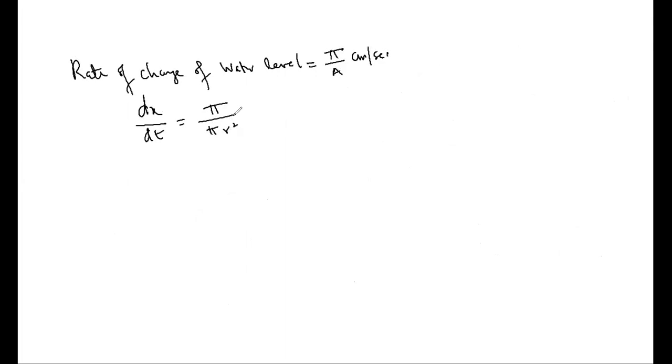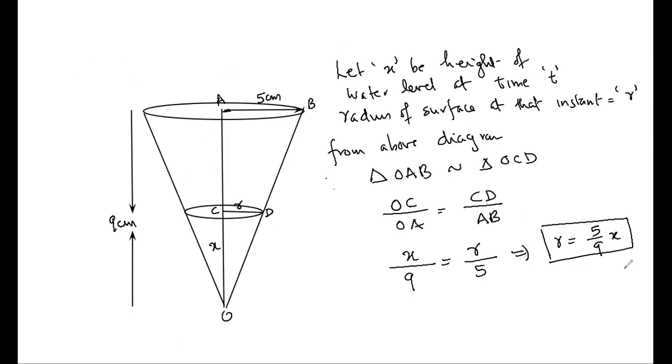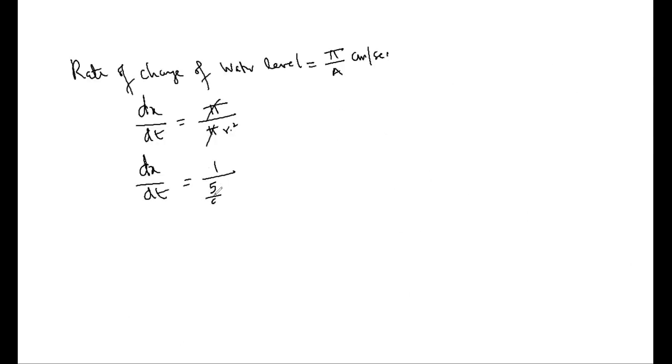Now there are three variables here, but we are allowed to have only two variables. So dx by dt is 1 upon pi, the pi got cancelled. Instead of R, what will you write? R is 5 by 9x. So I can write x dx into 9, or let it be 9 by 5 dt. So when you integrate, x dx is 9 by 5 integral dt plus c.